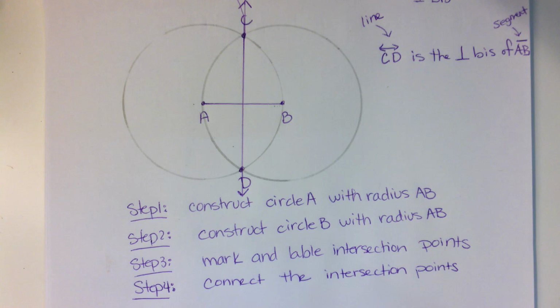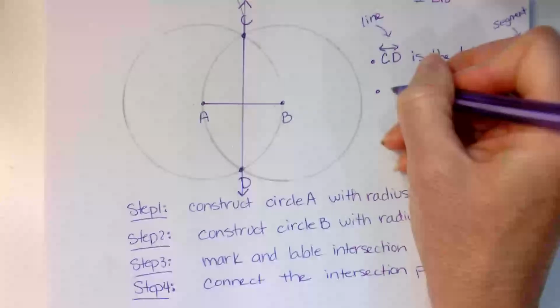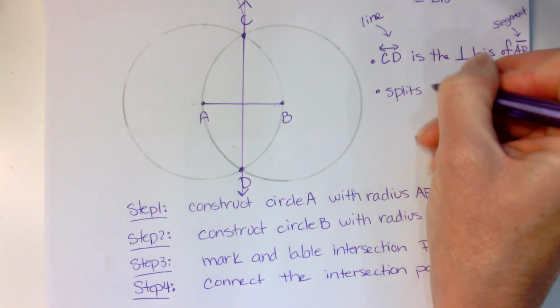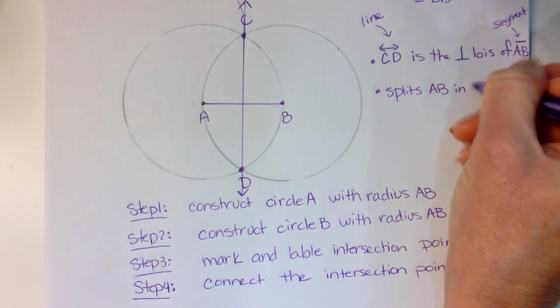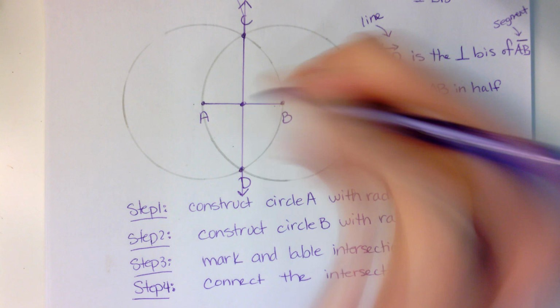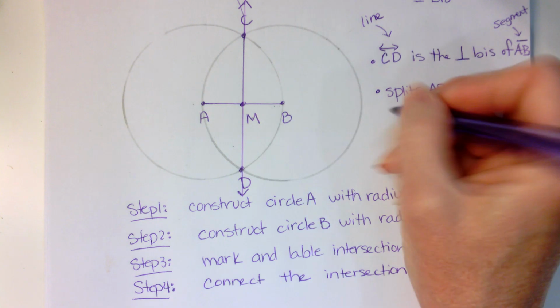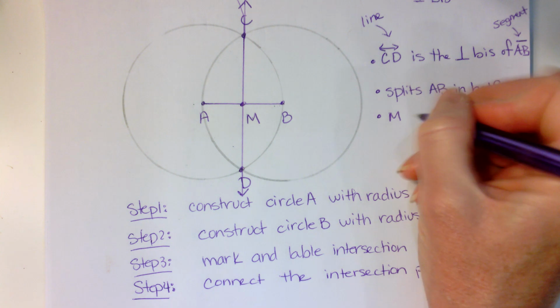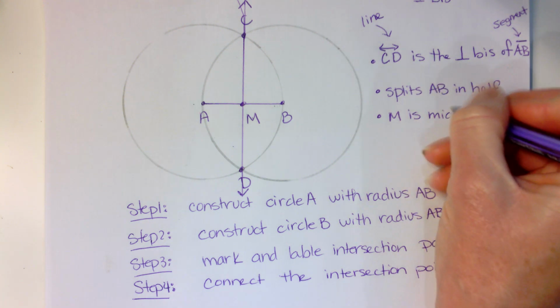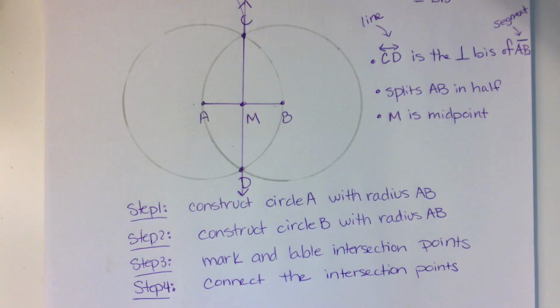So this means several things. One, it splits AB in half into two congruent parts. Let's mark that intersection point where CD goes through AB as M. You might remember from another course, M is a midpoint. If it is splitting my segment in half, it's the middle of my segment.